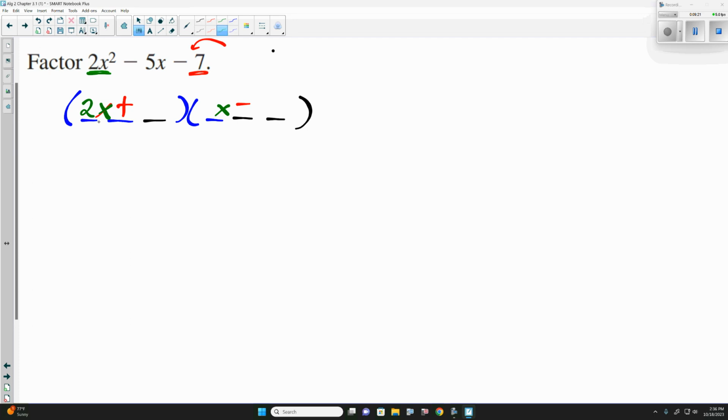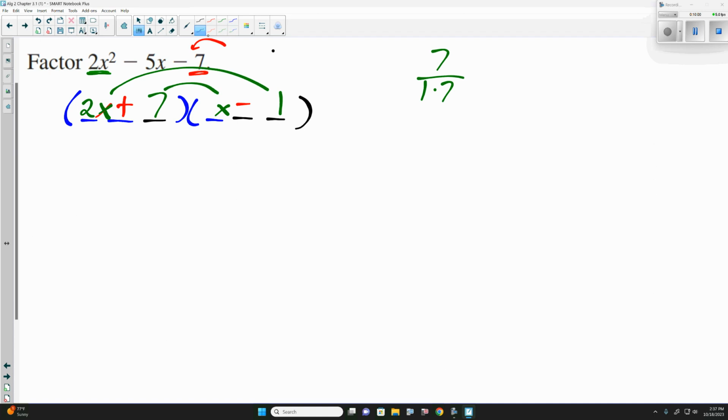Now we need to figure out the factors of 7. Factors of 7. What multiplies together to give us 7? Oh, yeah, multiply. I was thinking add. 1 and 7. 7's prime, that's the only one we have. So we need to figure out a place for where 1 and 7 go. Where would we put the 1 and where would we put the 7? 7 here, 1 here. Okay.